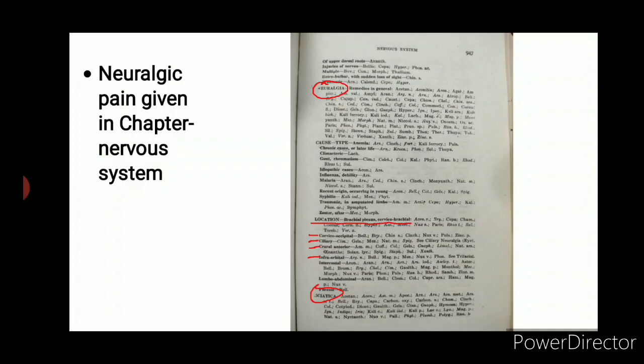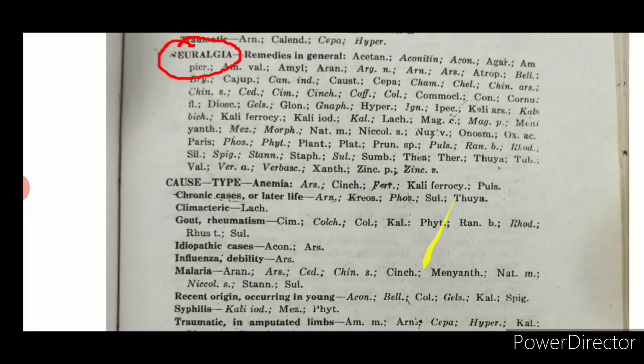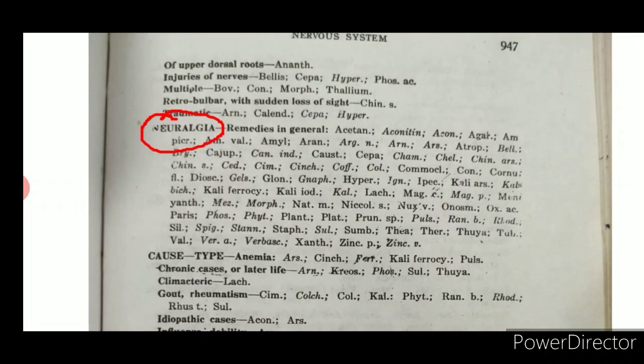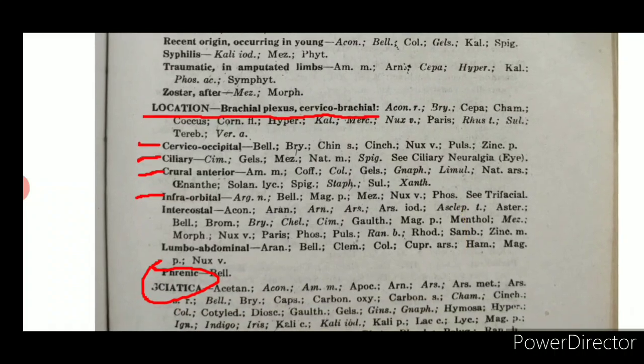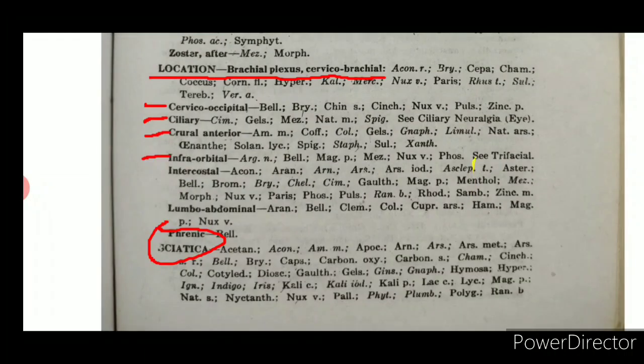Neuralgic pains are included in nervous system. So in many repertories, the neuralgic pains are considered if they are located to a certain part, like neuralgia of brachial nerves or neuralgia of sciatic nerve. Okay, so it is considered to refer the chapter of extremities, but in this repertory, neuralgic pains are given in nervous system, where you have the locations. Here we have brachial plexus, cervicobrachial neuralgia, ciliary neuralgia, and the most important thing is we have sciatic nerve or sciatica in nervous system.